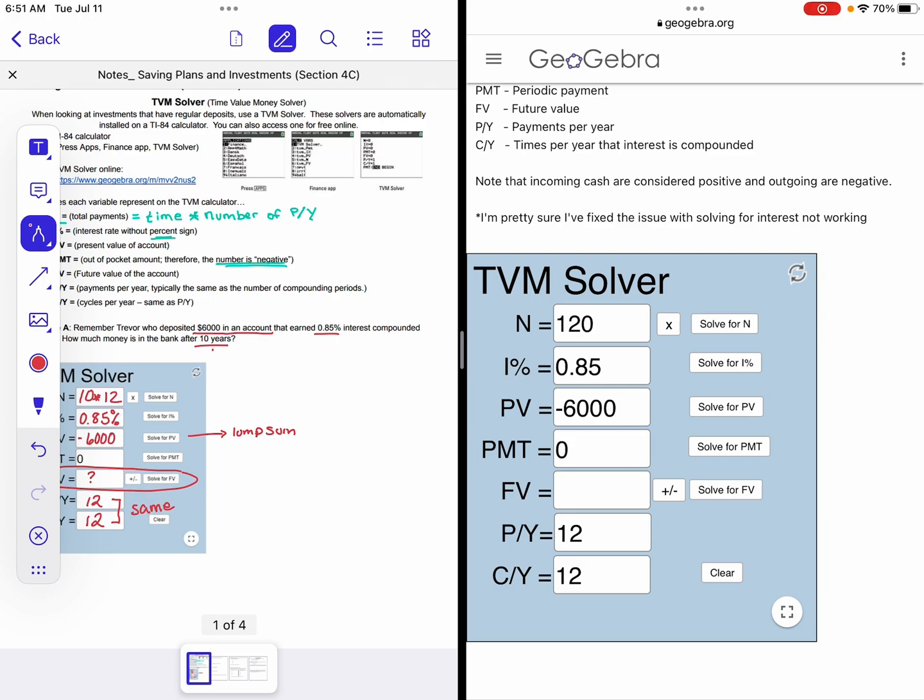Then I pick the button of what I'm solving for. I'm solving for future value. I'm going to click solve for future value, and ta-da, it pops right up: $6,532.11. That number should look familiar because it's the same number we got out of the compound interest formula. So this gives us a way of dealing with compound interest problems without using the formula. That's an example of using compound interest with the TVM calculator.